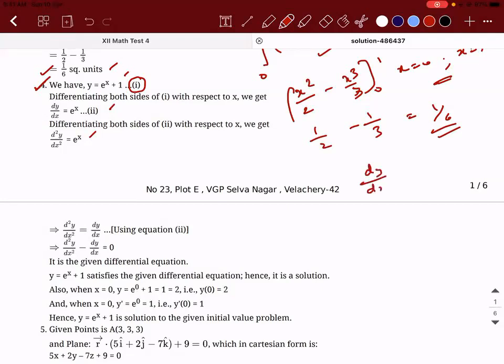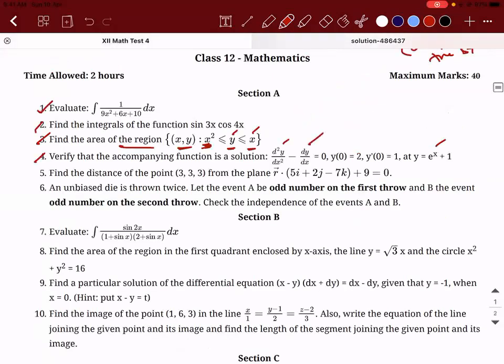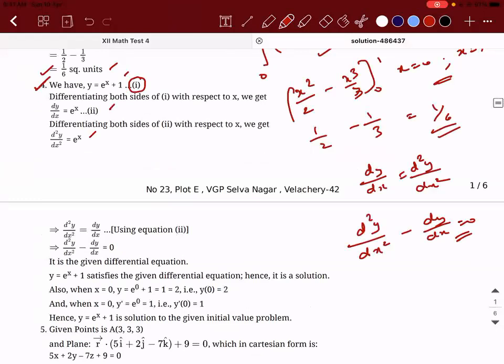So can I say dy by dx is equal to d square y by dx square? So you bring one of the values to the other side. So d square y by dx square minus dy by dx is going to be equal to 0. So that is the required solution. Okay, that's it.